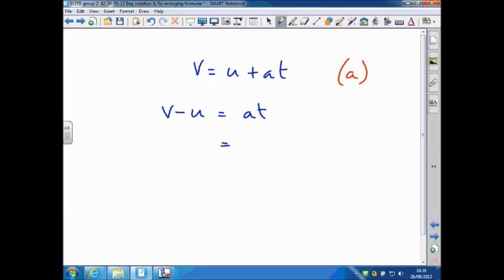If I divide the right hand side by t, I'm just left with a because the t's cancel. But how do I write the left hand side? How do I show that I want to divide that by t? Yeah, a line under both of them. v minus u all over t. So now a equals v minus u all over t.